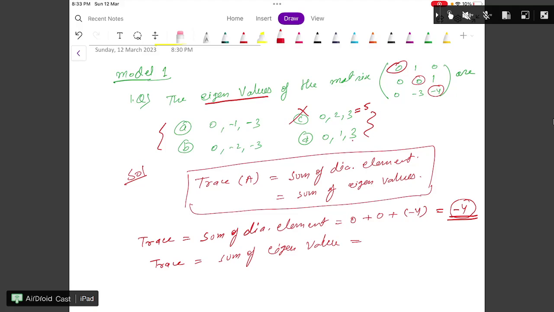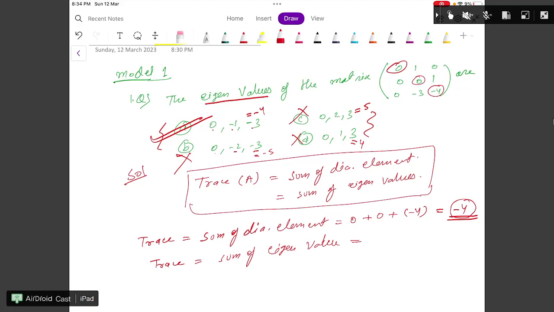Option D sums to 4, which is not equal to minus 4, so this option is also incorrect. Adding option B: 0 minus 2 minus 3 equals minus 5, which is not equal to minus 4, so this option is also incorrect. Adding option A: 0 minus 3 minus 1 equals minus 4, which is equal to the trace of the matrix. So option A is the correct answer.